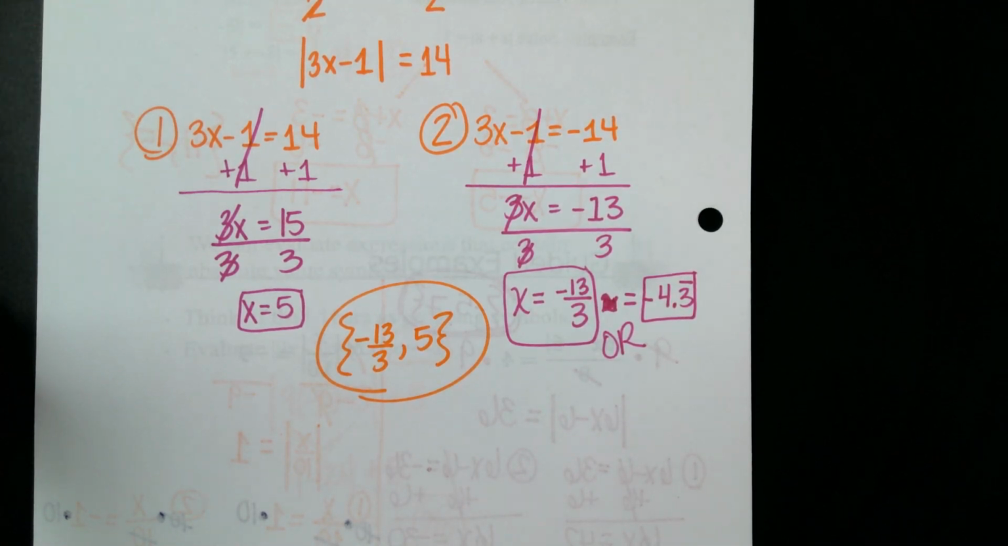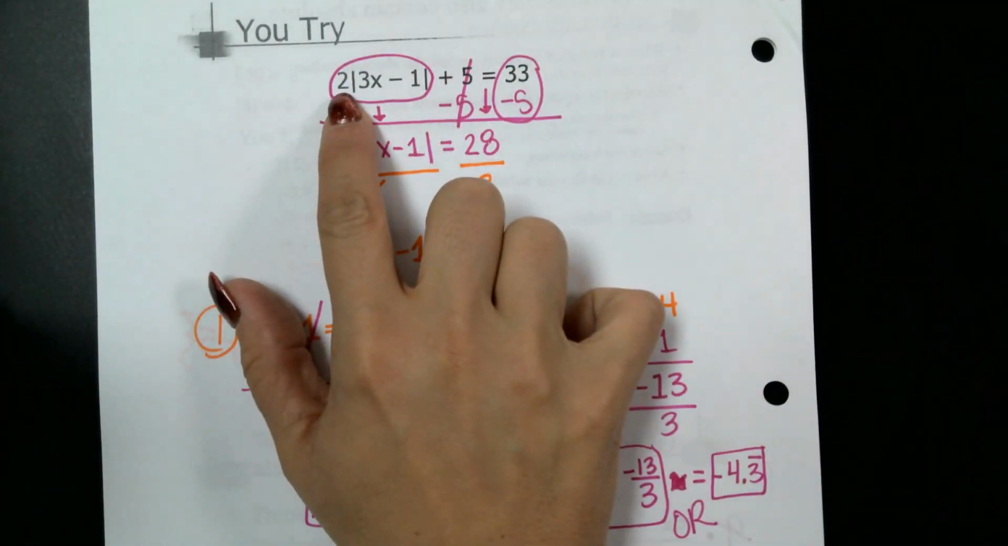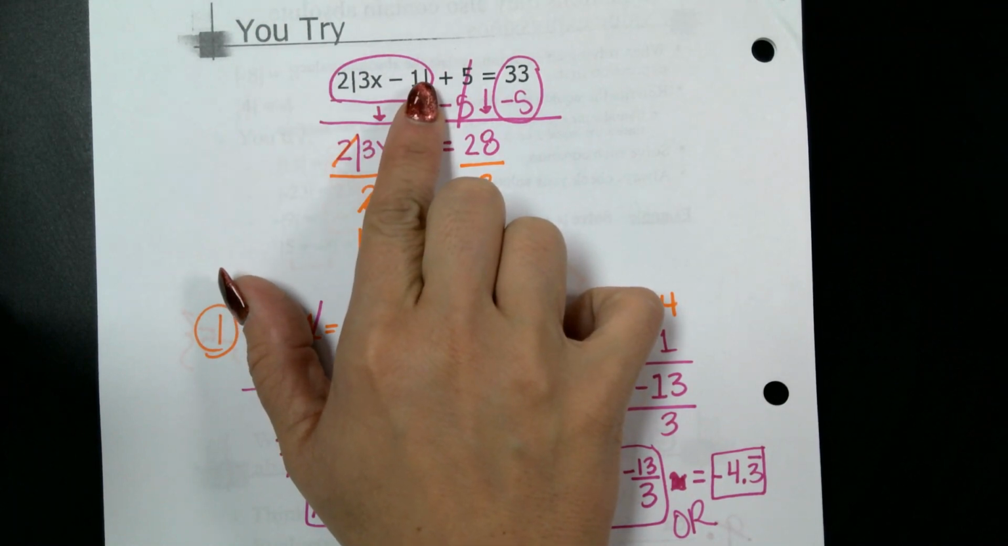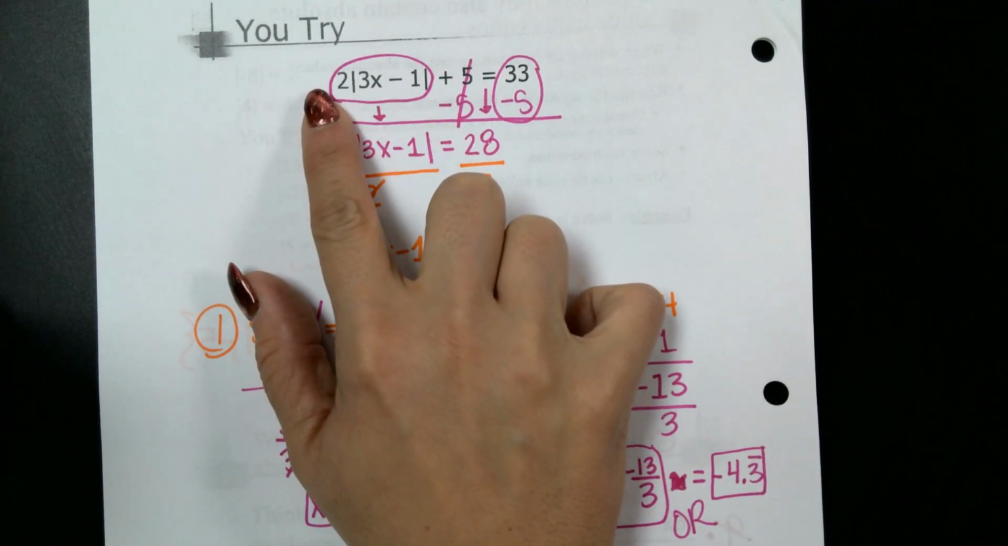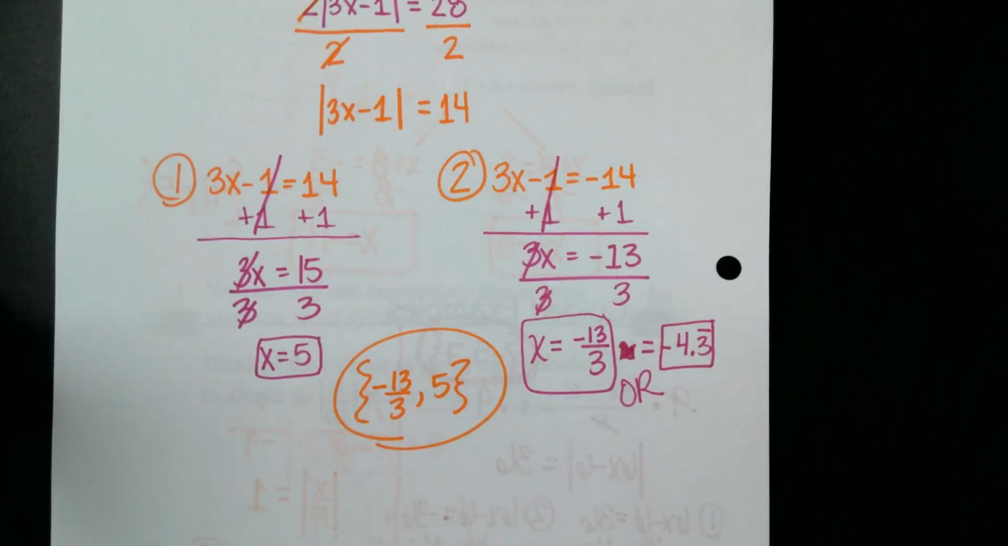Okay, what questions do you guys have? Just don't forget, I'm always most worried about when there's a number in front, especially if it's a negative. If it's attached to those bars, you're just using division, okay? So we're going to practice some of these now.